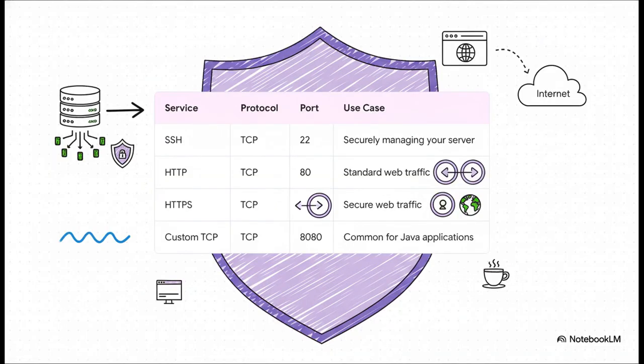So what do these allow rules look like? Well, they're usually based on a protocol, like TCP, and a port number. For example, if you want to securely manage your server, you'll open up port 22 for SSH. If you're hosting a website, you need to open port 80 for HTTP. Every service has its own standard port, and you get to decide which doors you want to open for business.